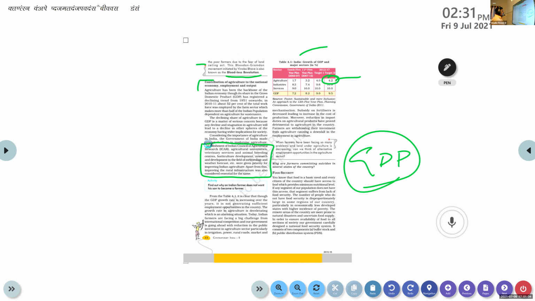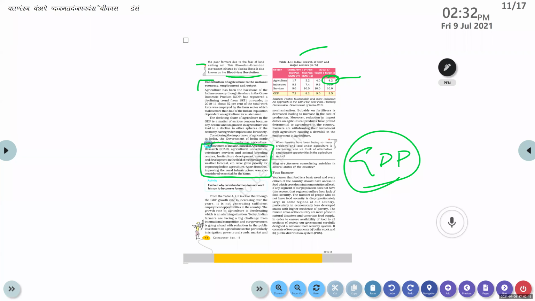Next, agricultural universities, veterinary services, and animal breeding centers. Horticulture development. Horticulture is related to flowers, fruits and vegetables. Research and development in the field of meteorology and weather forecast were given priority for improving Indian agriculture. Apart from this, improving the rural infrastructure was also considered essential. Please check in your notes that all these things are written there. We discussed that already. Please mark that in the textbook also.